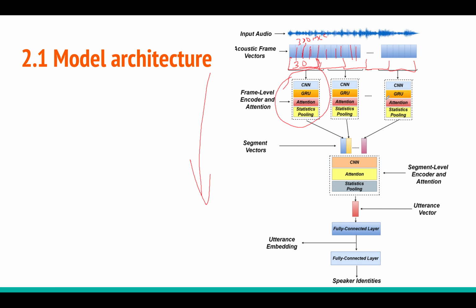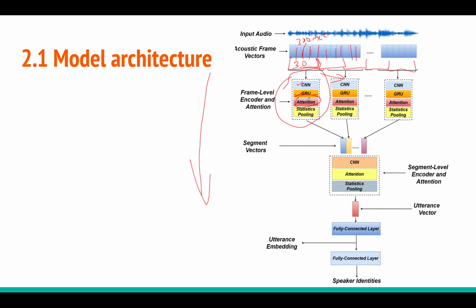This is the same network which is replicated. Don't get confused that these are different networks. It's the same network, but since they are doing it along the time axis, they're just replicating it. Just assume every segment will go through a network which consists of a convolution layer and a gated recurrent unit, which basically captures the temporal information, like an LSTM.